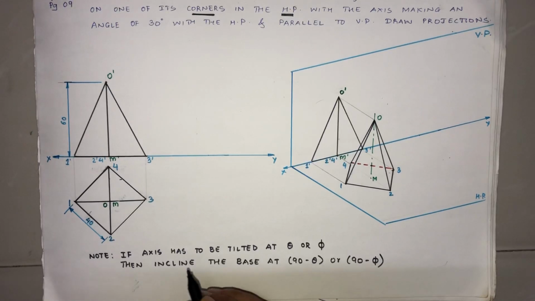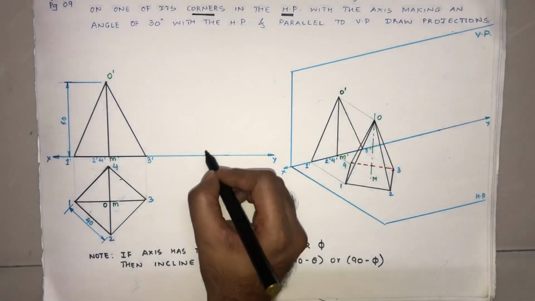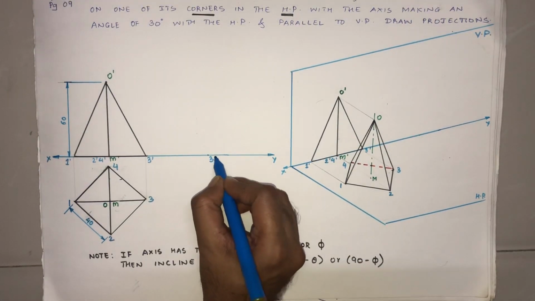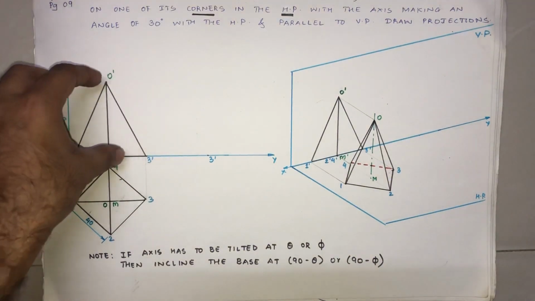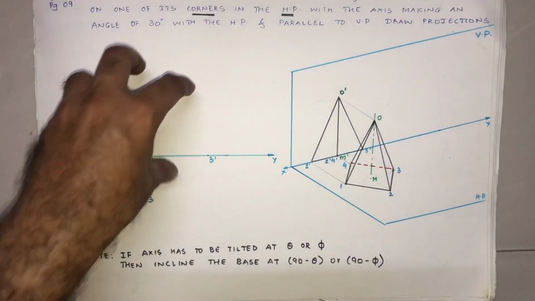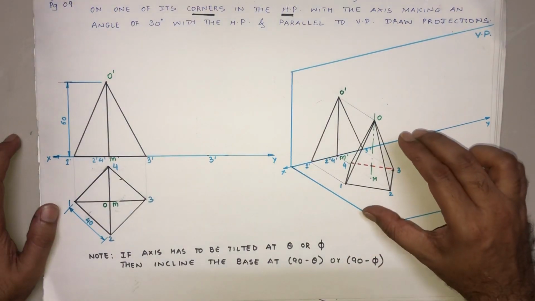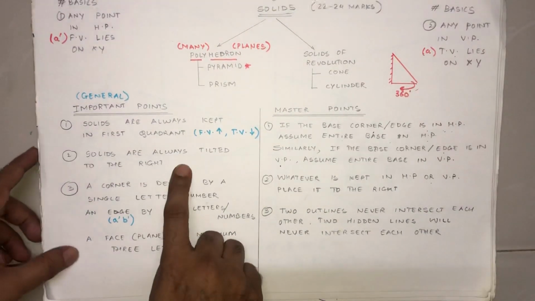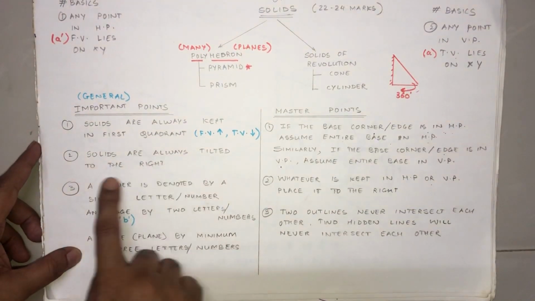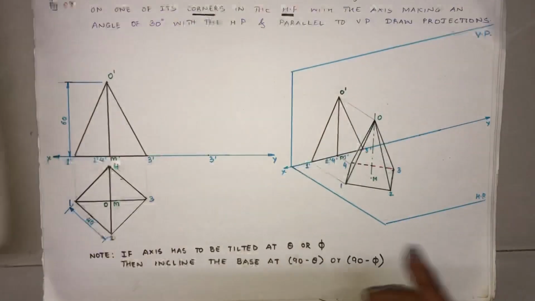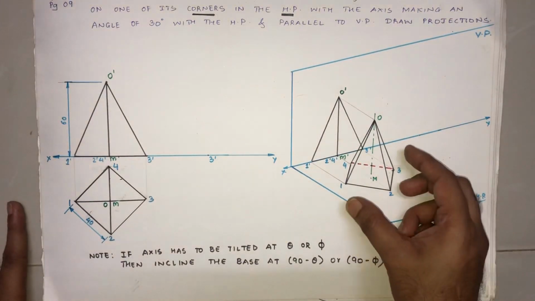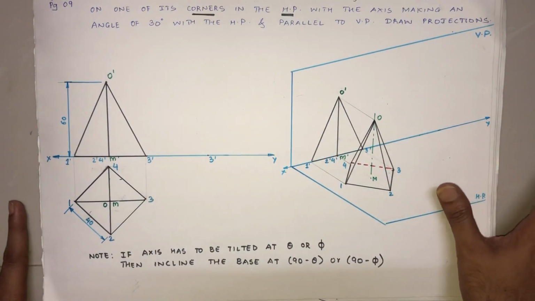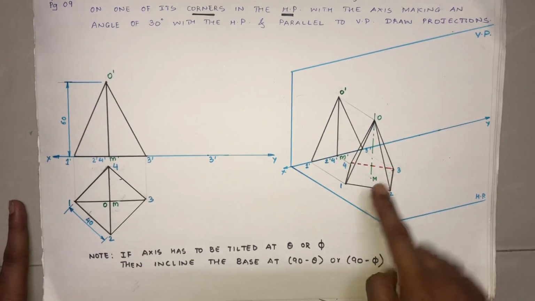So what I'm going to do is take any point here on the XY, and I'm going to name it as say 3 dash. Remember, what we are going to do now is tilt this view to the right. In other words, we are going to tilt this solid onto the right. Why onto the right? Remember, that was our general important point. Solids are always tilted to the right. So if you would question, sir, why will we not tilt this to the left? We are just following a convention. Okay. So we are going to tilt this solid to the right.